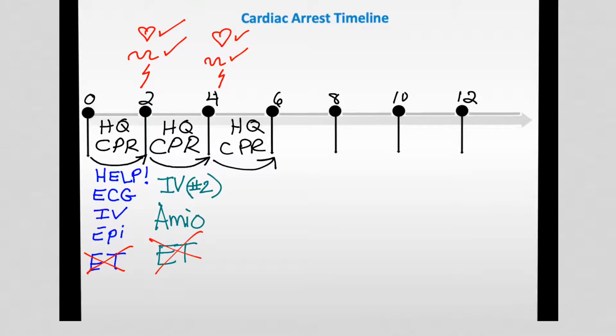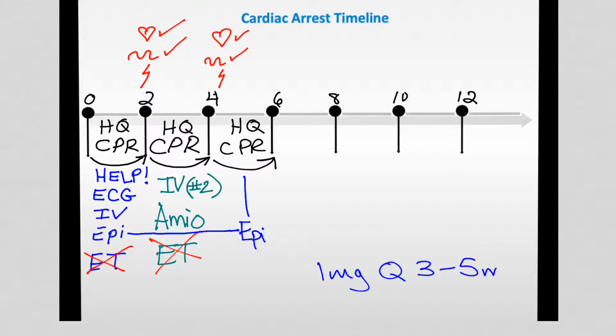Okay, so let's talk about epinephrine. Epinephrine is indicated every 3 to 5 minutes, so it's time to give an epinephrine in this window. It's important to know that epinephrine is dosed as 1 milligram every 3 to 5 minutes. And epinephrine doesn't have an ending point in the setting of cardiac arrest. So epinephrine is just going to continue every 3 to 5 minutes until the end of this cardiac arrest.